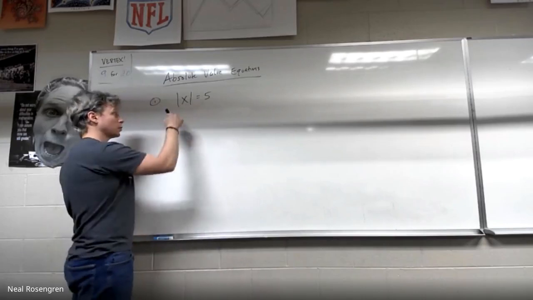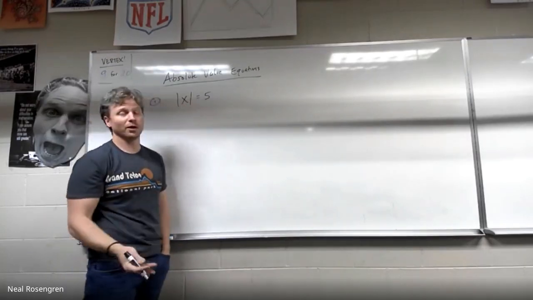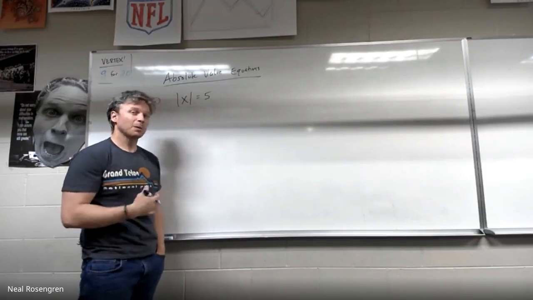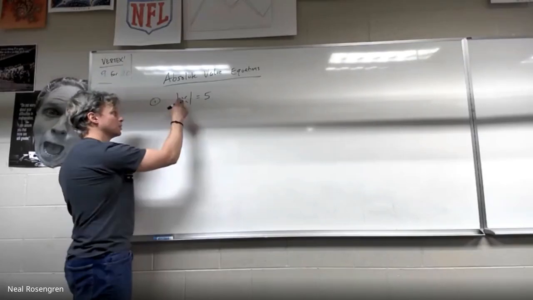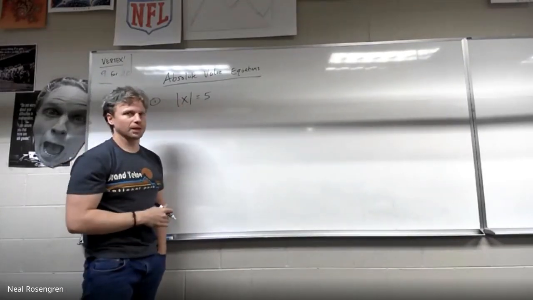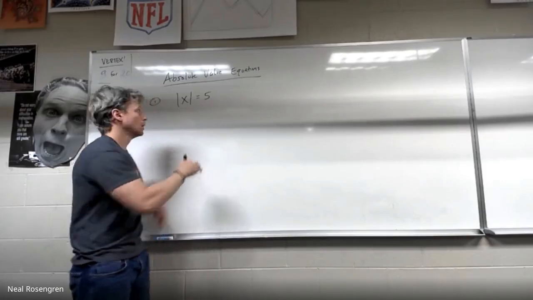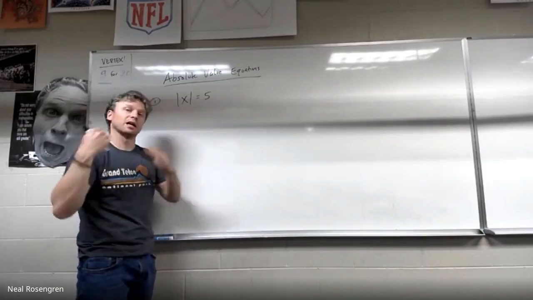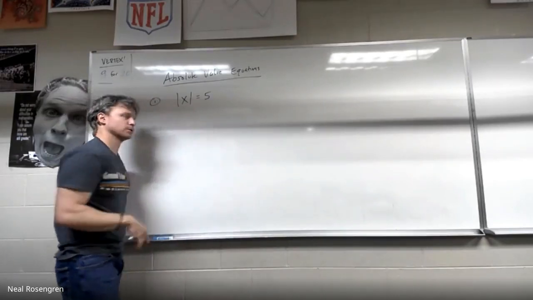Because a number that could work inside here is just 5, right? The absolute value of 5 is 5. But the other number that could work would be -5, right? The absolute value of -5 is, of course, equal to 5 as well. And so when you're solving absolute value equations, and we're going to keep it simple, where the absolute value is the only thing on that left side, there's nothing out here being multiplied, there's nothing over here being added or subtracted.